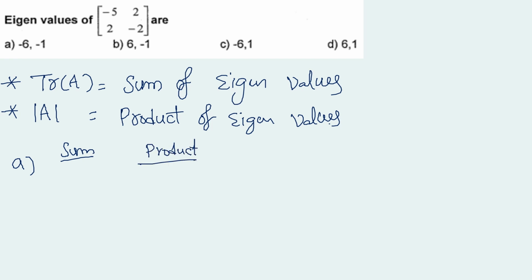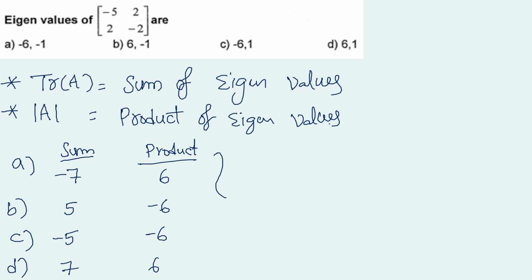Sum for option A is minus 6 minus 1, that equals minus 7. Product is minus 6 times minus 1, that equals 6. For option B it is 6 minus 1, that equals 5. Product is 6 times minus 1, that equals minus 6. For option C, minus 6 plus 1, that equals minus 5. Product is minus 6 again. For option D, sum is 6 plus 1, that equals 7. Product is again 6.